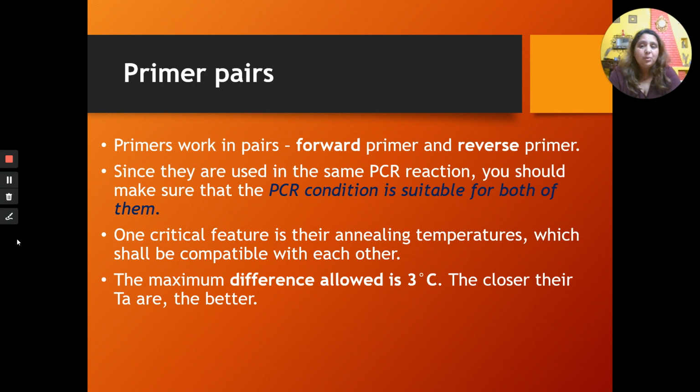So another important point that we had already discussed is that primers always work in pairs, such as forward and reverse primers. So very important is that there has to be... क्या होता है बेटा, जब primer है, चाहे forward primer है चाहे reverse primer है, दोनों ही primer में they have to bind with the DNA template molecule.